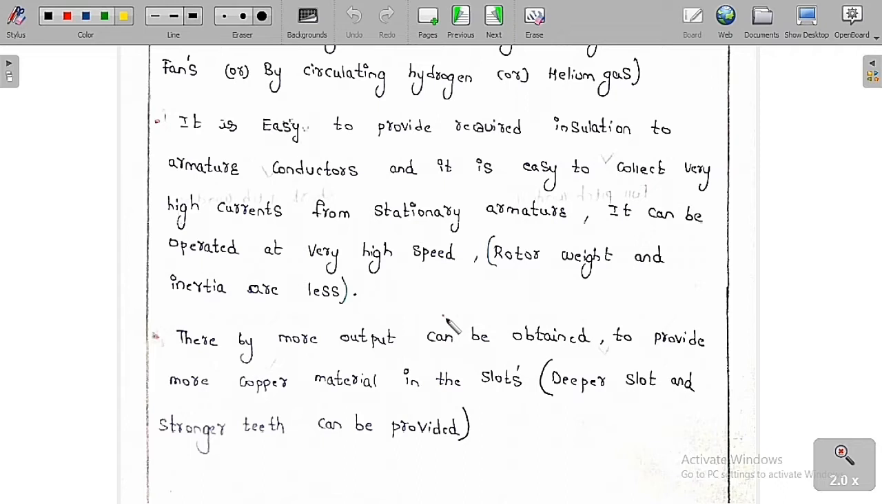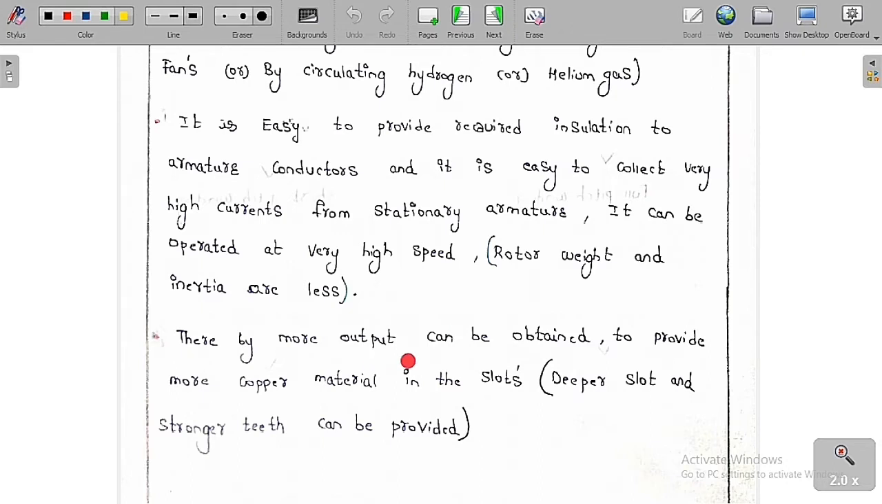And also, as the rotor has only field winding, which has fewer turns, the overall weight of the rotor is going to decrease. Whenever the weight decreases, the inertia is also very low, which means the rotor can quickly reach the required speed in a small amount of time. And as the inertia and rotor weight are low, the rotational losses are also very low in this case.